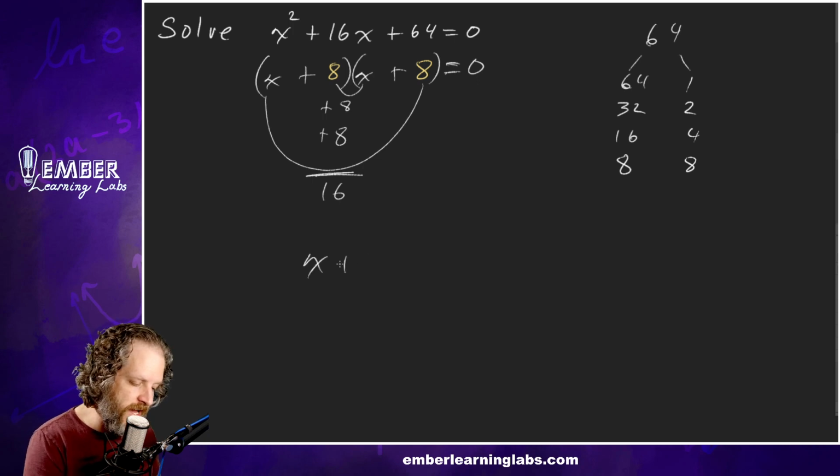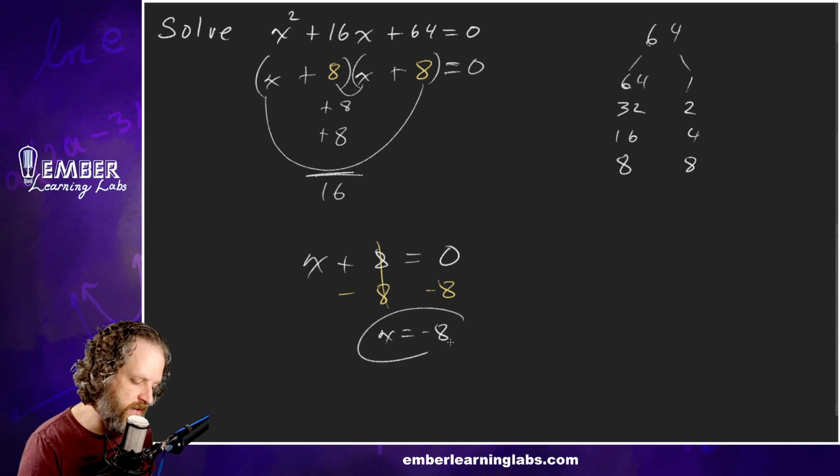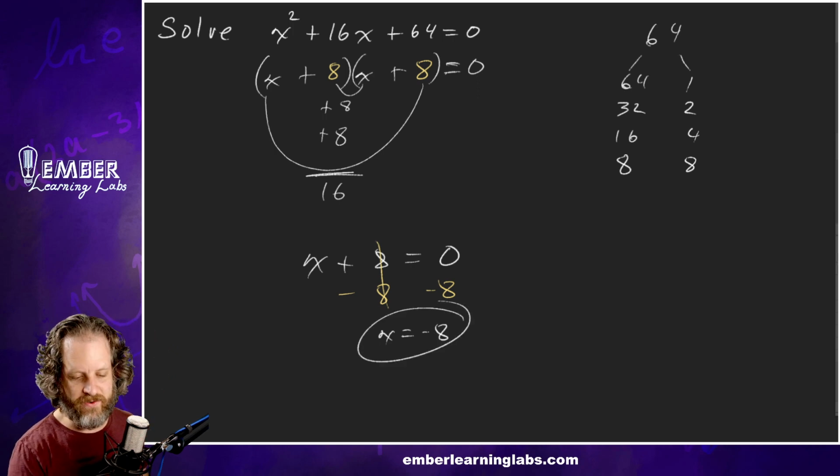So we only actually have one answer to this one, right? Because the factors are the exact same. So we really only have to do this once. So we're going to subtract 8 on both sides. x equals -8. Done.